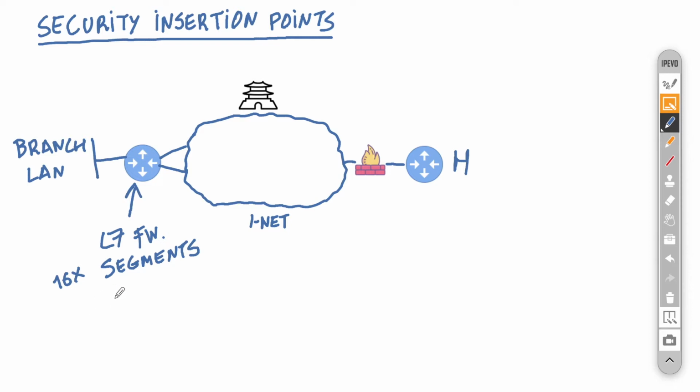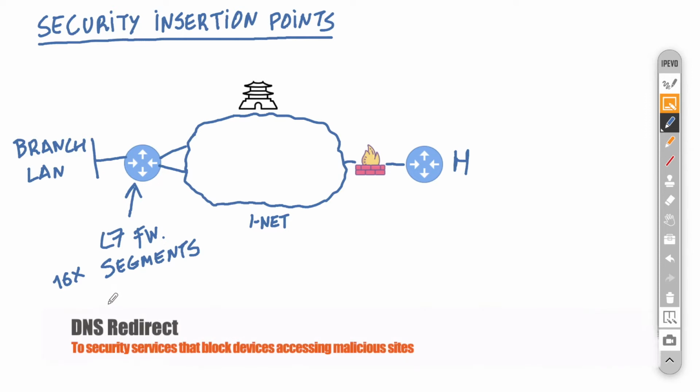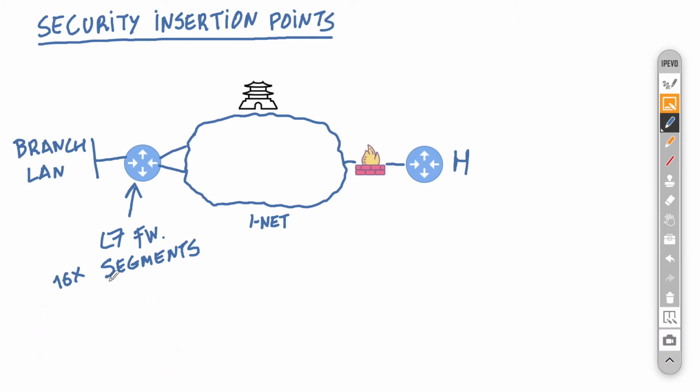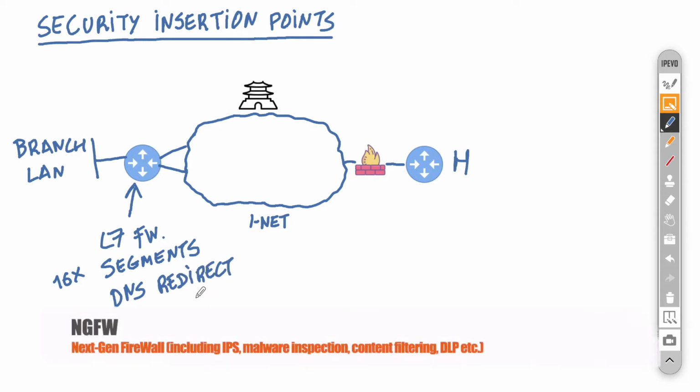Another thing you can use is obviously DNS redirect. There are loads of services out there that build security just by inspecting DNS queries. So obviously when you set up your DHCP pools, et cetera, on the branch edge, you can do DNS redirect. But what about things such as intrusion prevention, content filtering based on lists, et cetera?